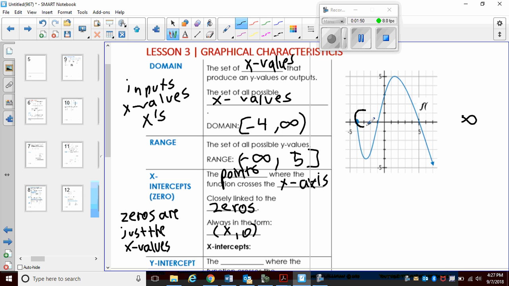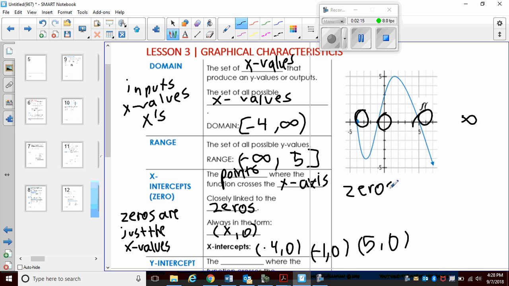So circling my first x-intercept, I see I have -4, comma, 0. My second x-intercept is at -1, comma, 0. My third x-intercept is at 5, comma, 0, where it crosses the x-axis. My zeros, on the other hand, write it down, are x equals -4, -1, and 5.